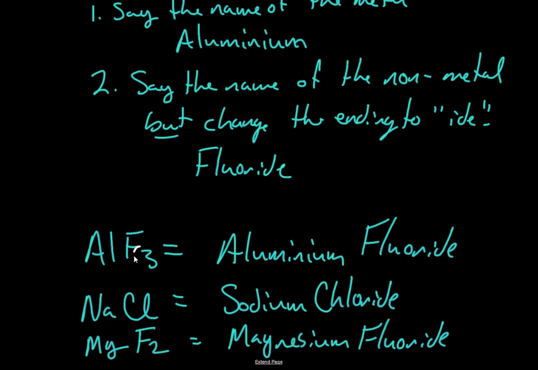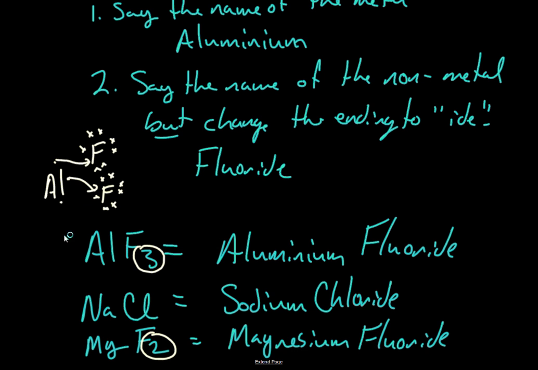Why do I not have to have in my name, di or tri or any of that stuff when I'm talking about these things? Is there any other possible way that aluminum and fluoride could form a compound? All you have to do if you're not sure is take a look. So if we look at fluorine, it's got 7 electrons in its outer shell. Okay. So pretty quickly here, there's not really any other options.